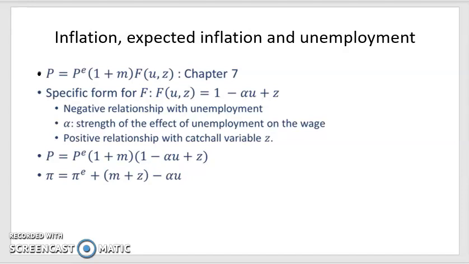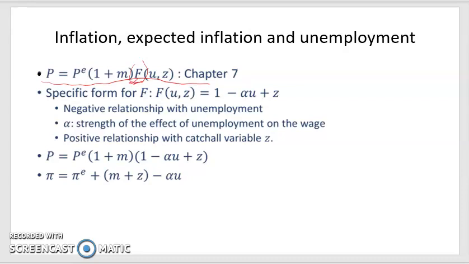chapter 7 is given by this equation here. It tells us that price is a function of expected price, and it's also a function of markup, unemployment, and the catch-all variables. So if you remember very well, the function F here in the aggregate supply relation captures the effect of unemployment rate and the catch-all variables on wages. So the M there is the markup of price over wages.